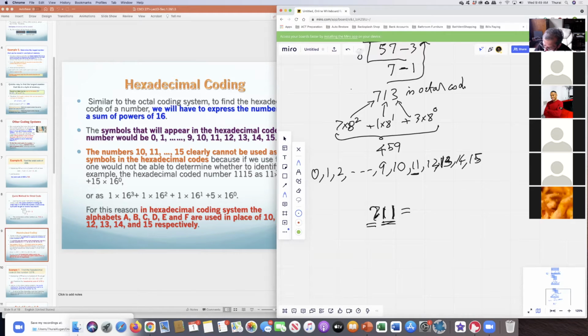So therefore, in hexadecimal code, we use uppercase letters: A for the 10, B for the 11, C for the 12, D for the 13, E for the 14, F for the 15. That's the only way to eliminate that problem. So when you're doing the division, you can use your numbers 10, 11 as your remainders. When you're writing it, you have to use A, B, C, D for those double digit numbers.